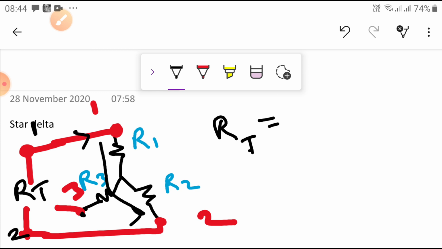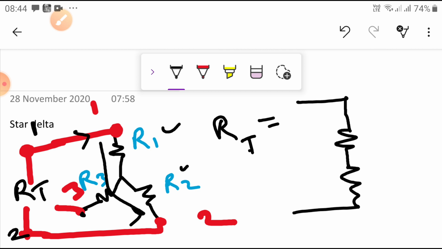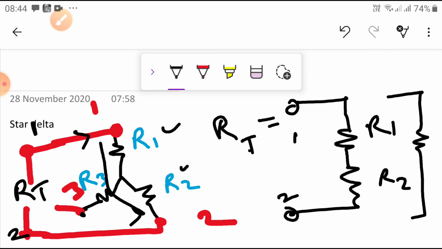So these R1 and R2 we can simply represent as this resistance and this resistance. So node 1, node 2, R1 and R2. Then what is the total resistance? We are going to create that simple series circuit, which is equal to R1 plus R2. So that is equal to R1 plus R2 across the 2 terminals. This is in the case of the star.